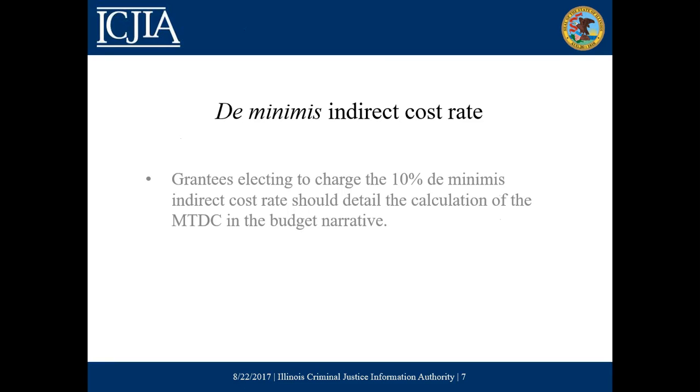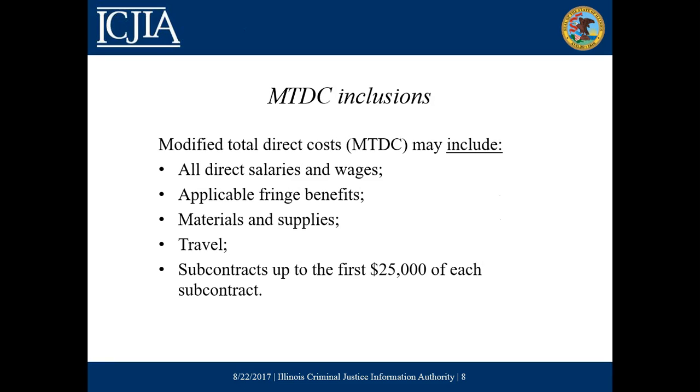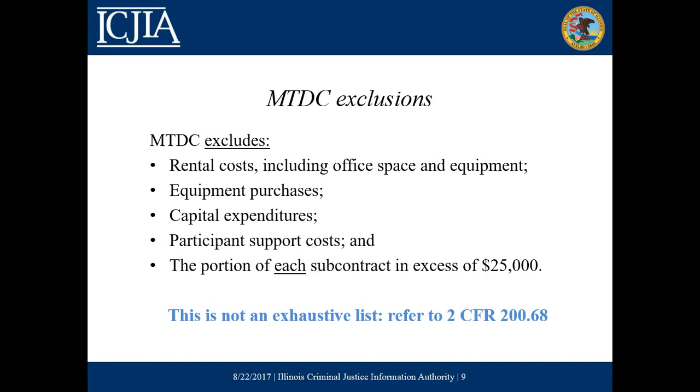Now, grantees that do elect to charge the 10% de minimis rate to the budget need to detail the calculation of their modified total direct cost in the budget narrative. MTDC can include all salaries and wages, applicable fringe benefits, materials and supplies, travel, and only the first $25,000 of each subcontract. MTDC excludes rental costs, including office space and equipment purchases, and remember, equipment are items that have a unit cost of $5,000 or more.